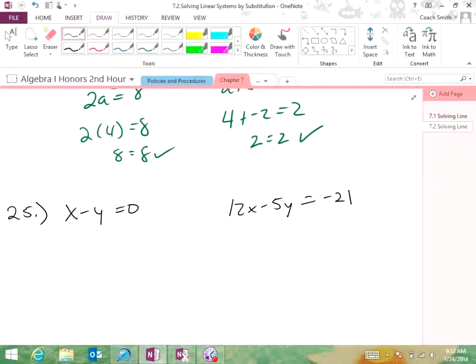Which is easier to solve for, x minus y equals 0 or 12x minus 5y equal negative 21? X minus y equals 0. So, understand this. I don't have to put them in slope-intercept form. I am solving for a variable. Okay, well, the easiest variable to solve for is this. Take it over to the other side. It was negative here, so it becomes a positive there. So that gives me x is equal to y.